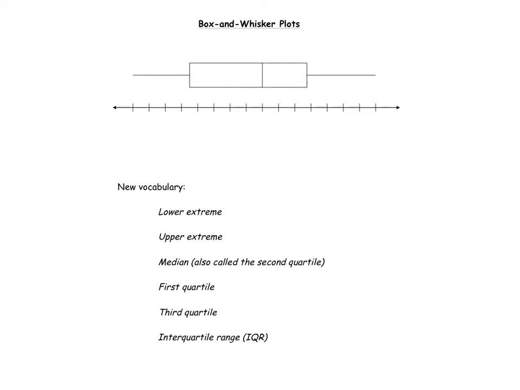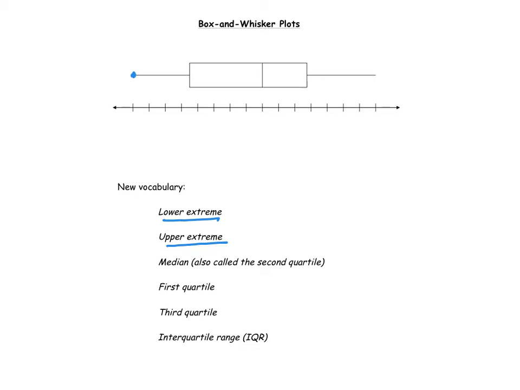For today's lesson, we're going to construct a box and whisker plot. And you're going to notice the vocabulary words here are certain points on the graph. So we're going to go ahead and label those points. So I'm going to start with the lower extreme and the upper extreme.